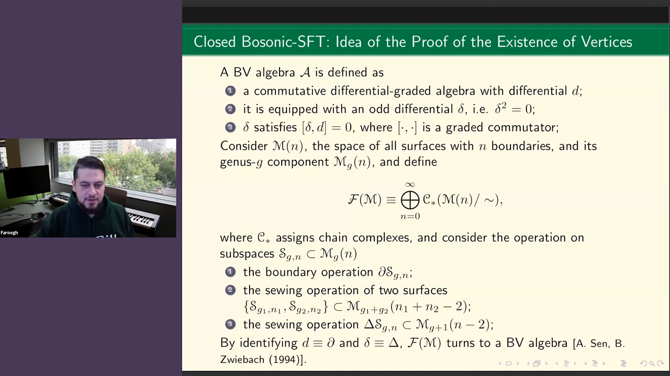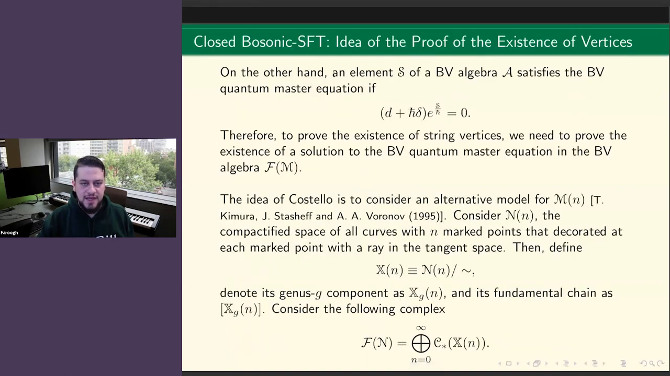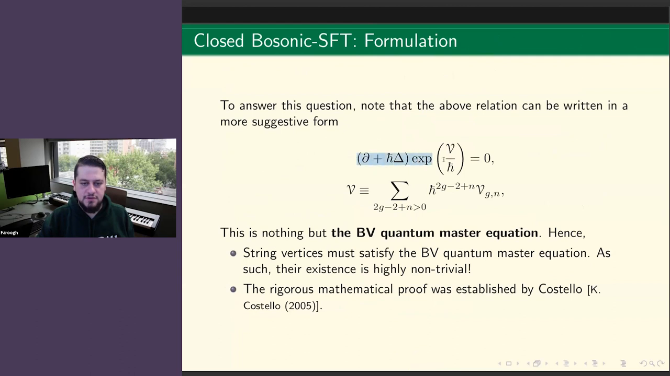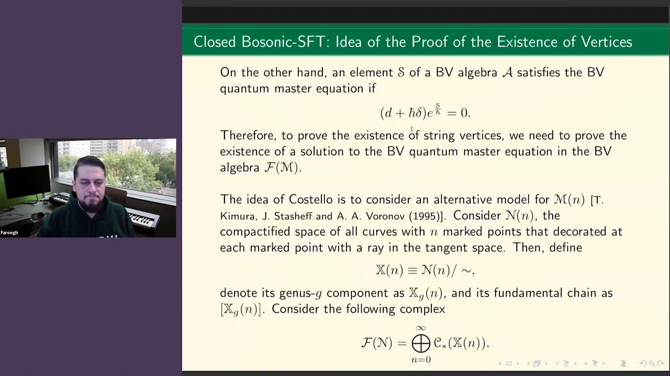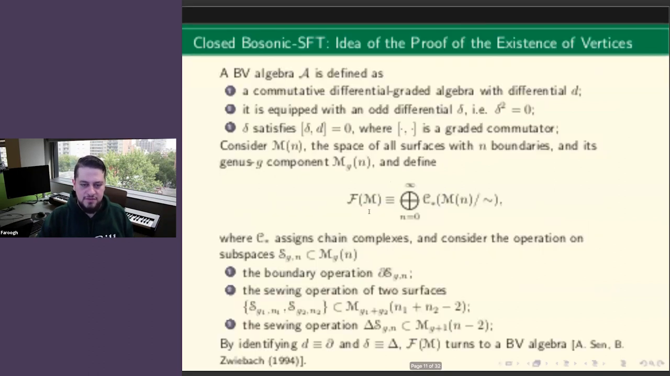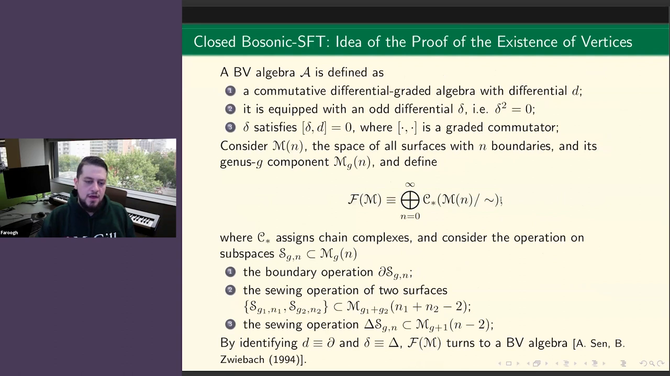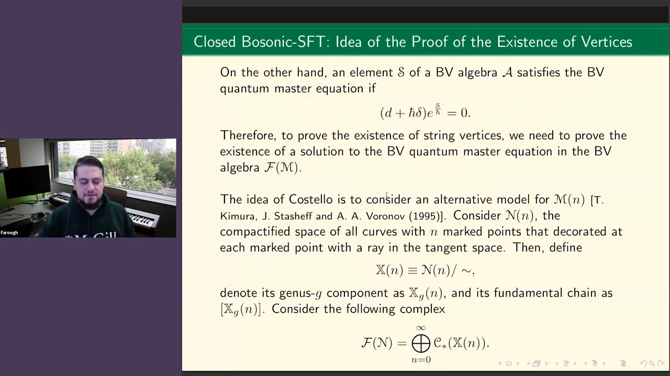Now the key step is that an element of a BV algebra satisfies the BV quantum master equation if this equation is satisfied. So if you compare this equation with this equation, with the identification of the operators, to prove the existence of the string vertex, we need to show that there is a solution to the BV quantum master equation in the BV algebra that we define here. The basic idea of Costello is to consider an alternative model for M_GN.